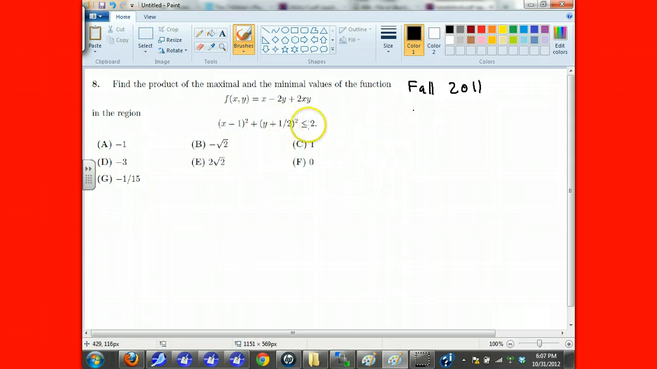And so the first step is to find the critical points inside. And then the second is, on the boundary, to do it as a Lagrange problem on the boundary.